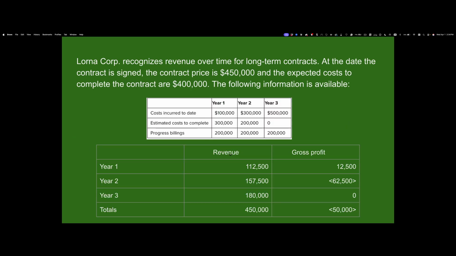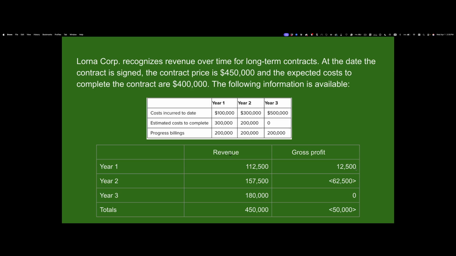In year three, we will have completed the total $450,000. Recall that we had $112,500 in the first year, $157,500 in the second year of revenue. We therefore need $180,000 of additional revenue to show the full amount of revenue by the end of year three.